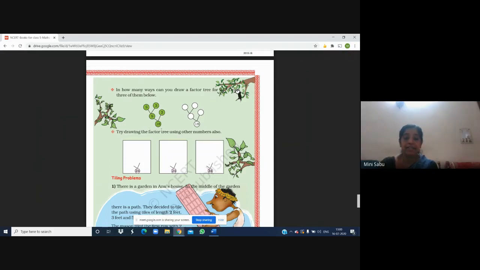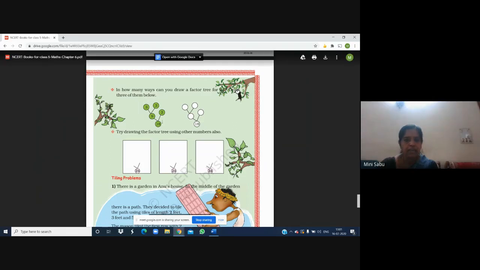Factor tree. Do you remember the video you have seen? Very interesting one. And after that, yesterday we did the worksheet also. There I told you, you don't have to make a tree and all. But if you want, you can circle the numbers. Here the sample is with you. Here the question is, in how many ways can you draw a factor tree?